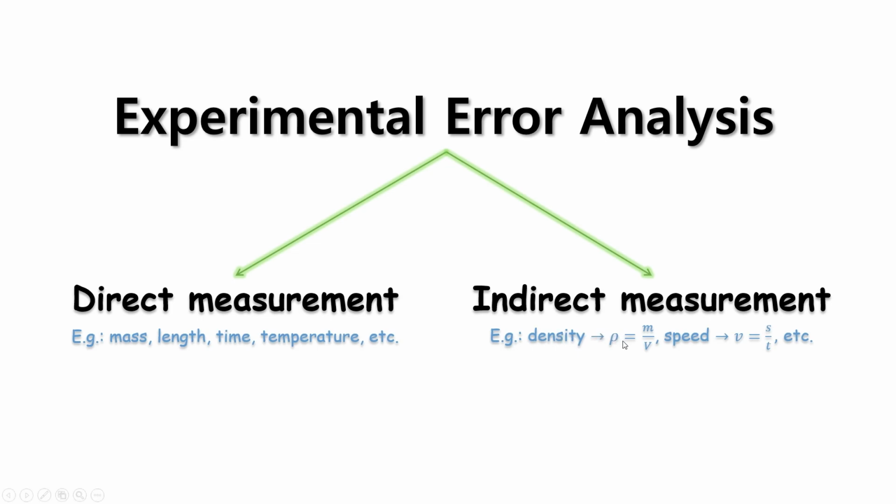For example, density. You cannot measure density directly. However, you can measure mass and volume, and then using some tools or devices, you can calculate the density. Or speed, for example, you can calculate. You can directly measure distance. You can directly measure time, and then you can calculate the speed. However, if you have a device that can measure speed directly, then it belongs to the first part.